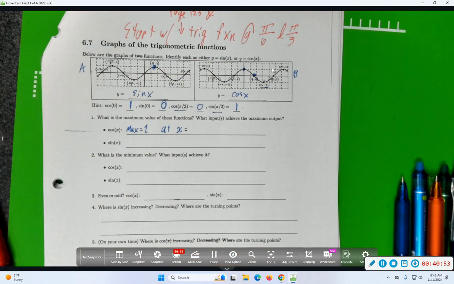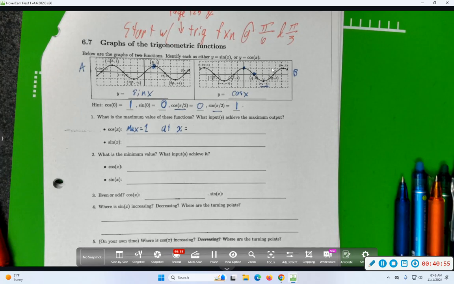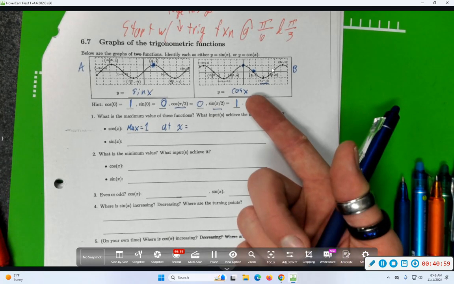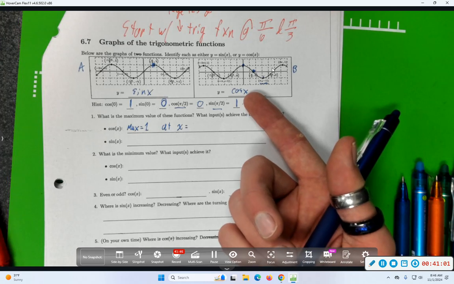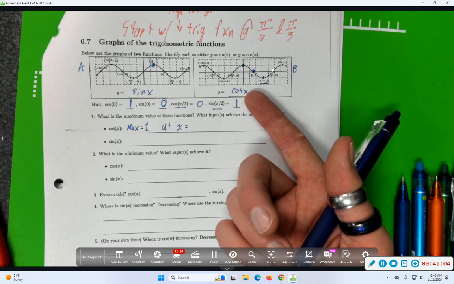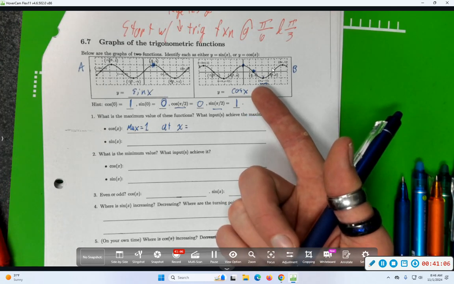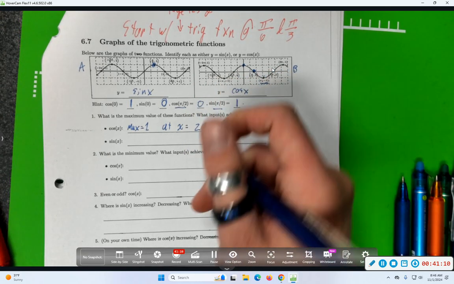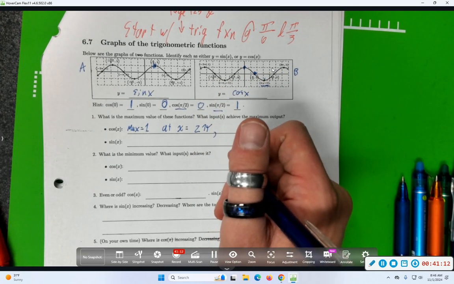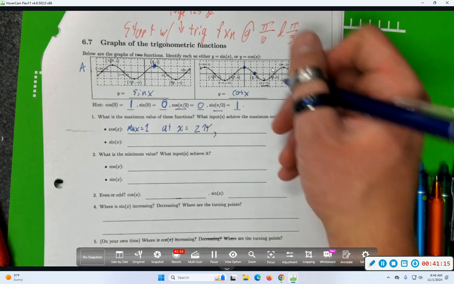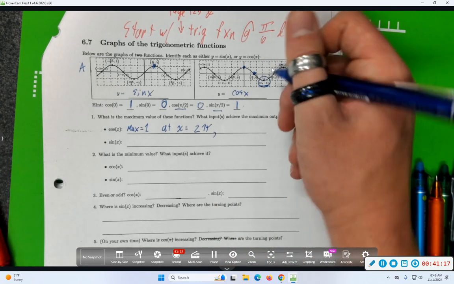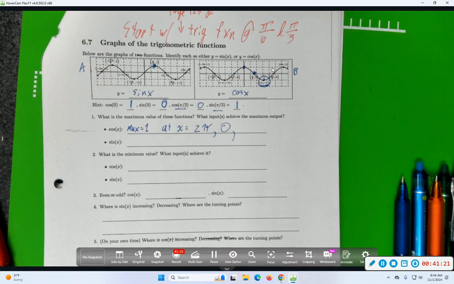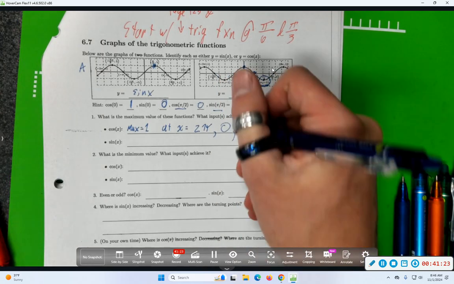X values that produce it. Can you give me an x value by looking at this graph that gives you cosine equals 1? 2 pi. Looks like 2 pi will do it. Are there any other x values that give you that? Pi. No, not pi. Pi gives you the opposite. 0 works though. Any other values? Negative 2 pi.